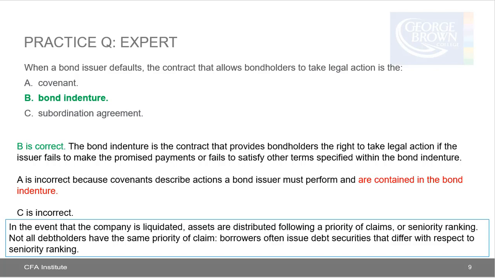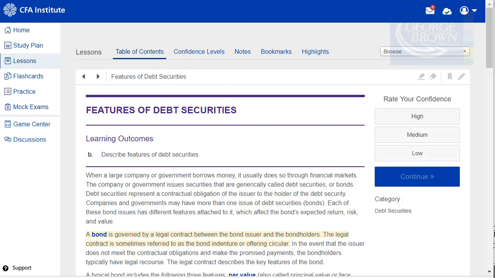bond indenture. I'm just going to take a minute here to point out a study tip. So here I am in the learning ecosystem. We just had an expert question that was referring to bond indenture. So, if you got it wrong, you want to go back to the text and find out where you made your mistake. So I've highlighted here the correct paragraph. A bond is governed by a legal contract between the bond issuer and the bond holders. The legal contract is sometimes referred to as the bond indenture or offering circular.